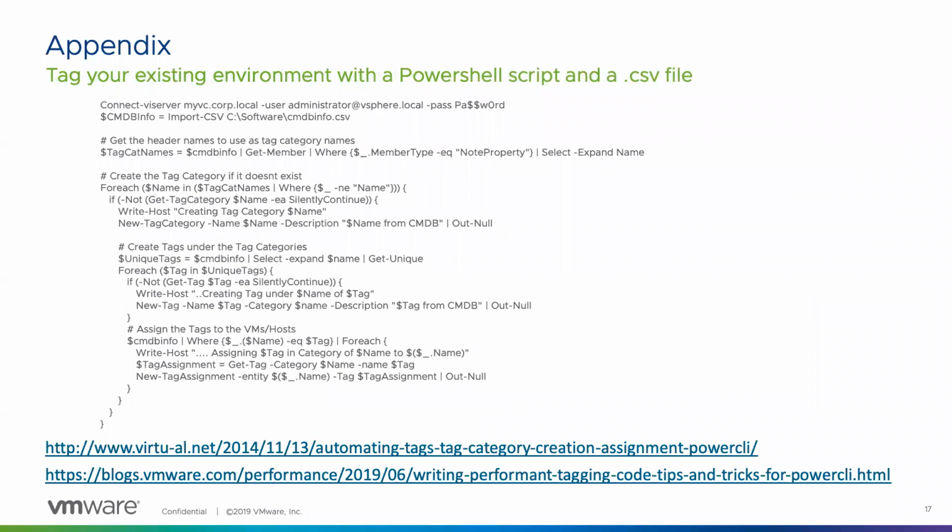Also, a lot of customers ask us, well, hey, we want to go tag all of our workloads. We understand this and we want to move forward. And we provide a script here. It's also publicly available, but this is an example of a PowerShell script that would take a CSV file and tag all of their workloads inside of vCenter. This is a fast and efficient way to implement tags.